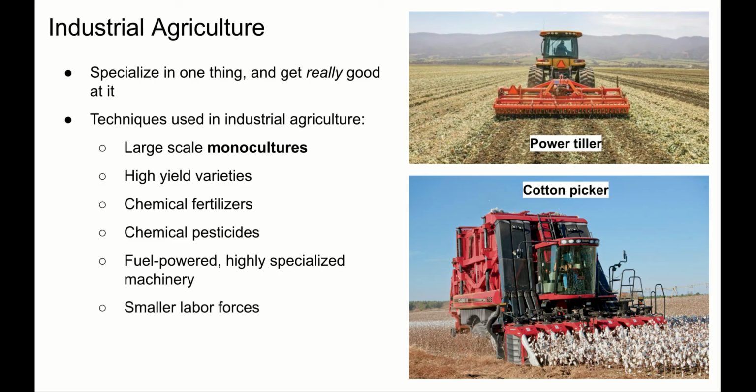Industrial agriculture uses far smaller labor forces than traditional agriculture. How many people do you need to operate this giant machine? Just one. That replaces dozens on dozens of people who would be needed to pick that cotton by hand. Industrial agriculture also uses expanded irrigation methods. A lot of the crops that we grow in industrial agriculture are really water intensive, and they need high power sprayers, center pivot irrigation machines to water their fields.